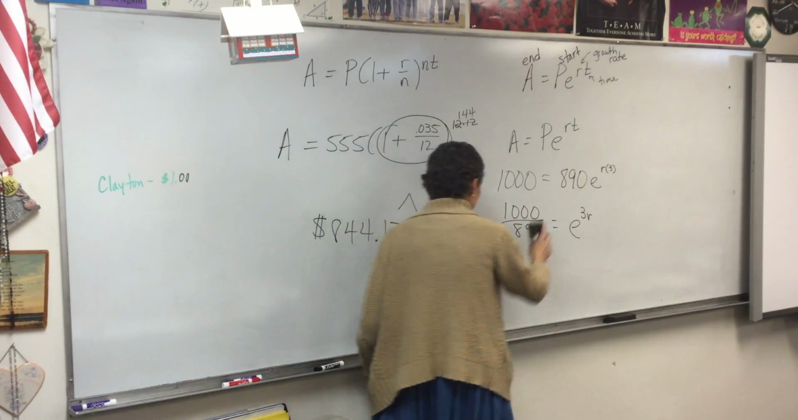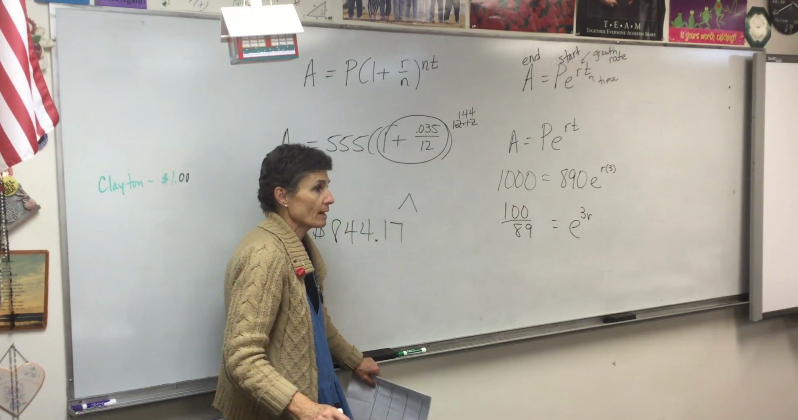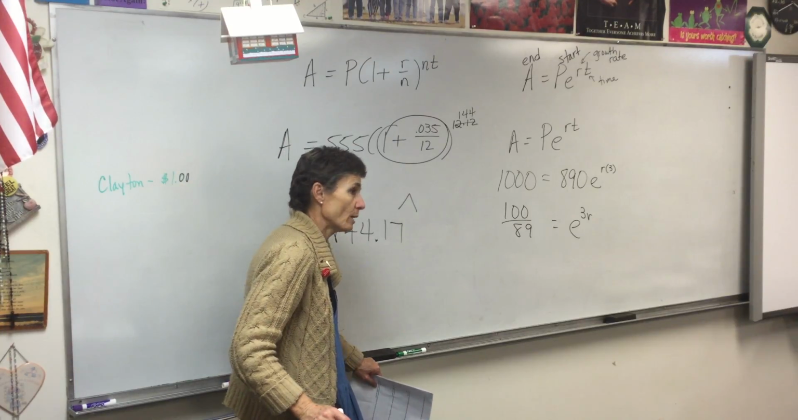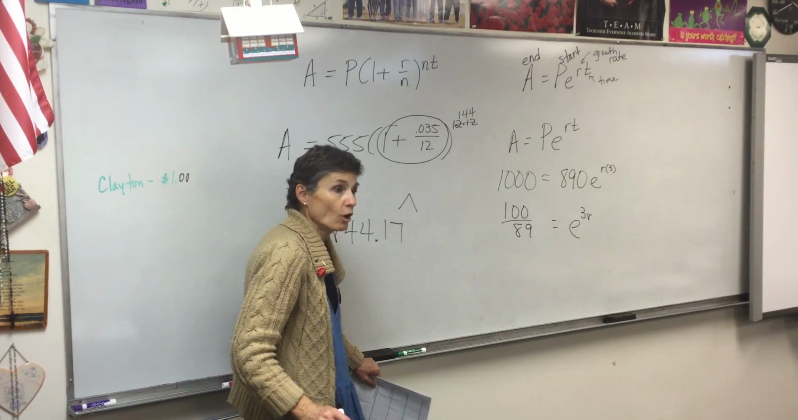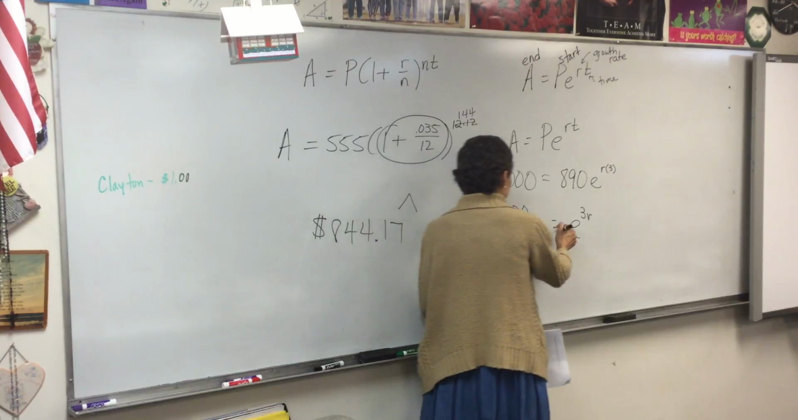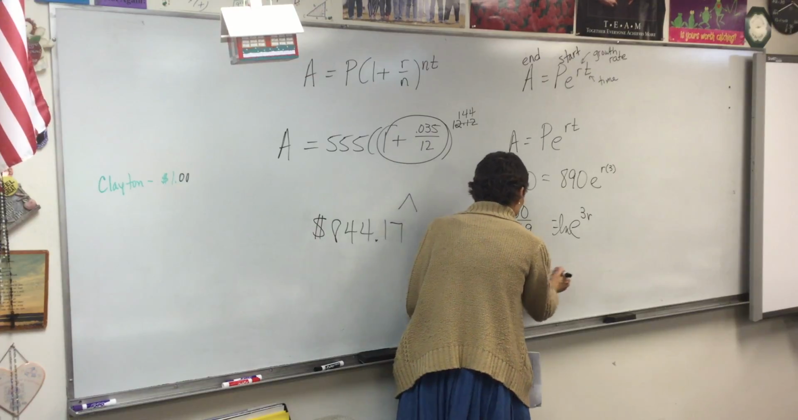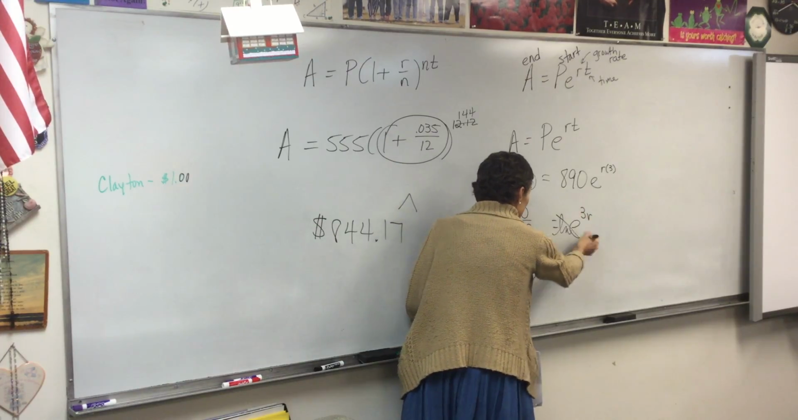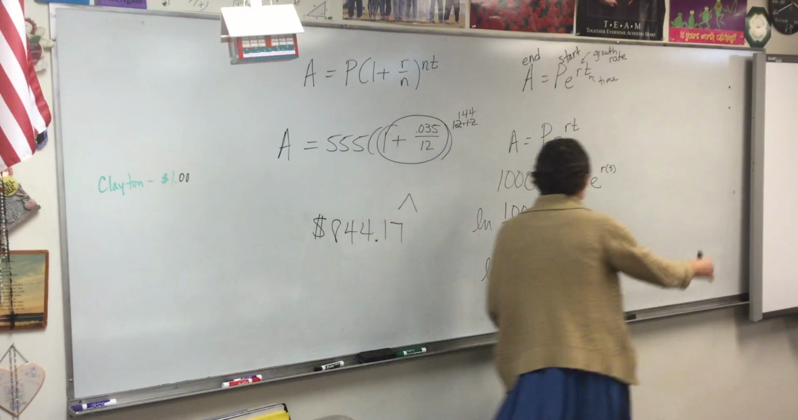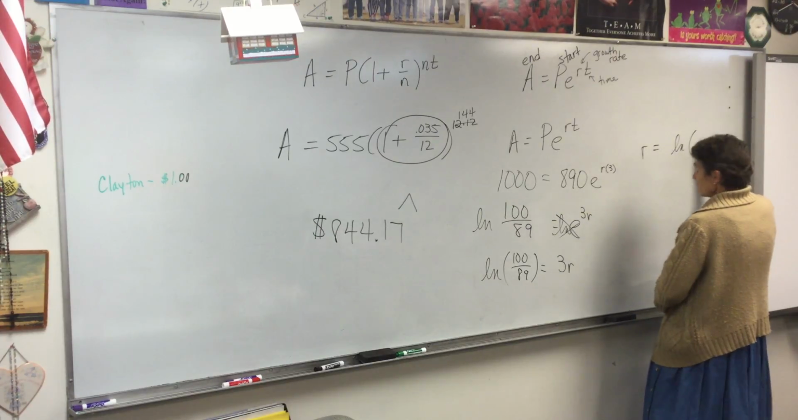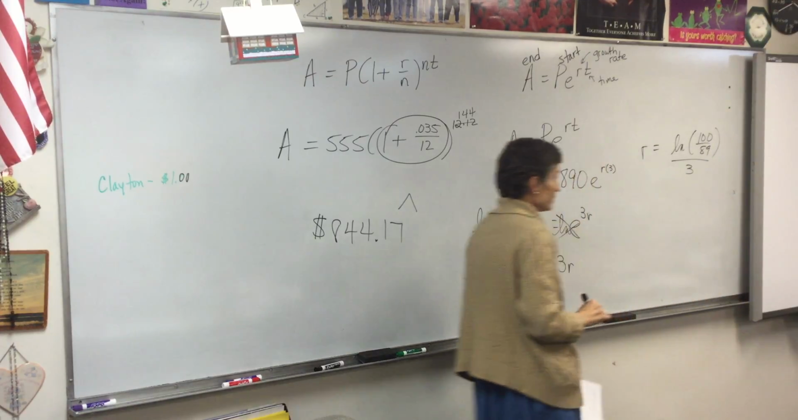Now, if you want to, can you erase a 0 off both those? Sure. Yeah, they cancel, right? You don't have to do that. You're going to type it in anyway. Now, what do you do? ln. ln both sides. And the beautiful, beautiful thing is, what happens over here? Just 3R. So R ends up equaling ln 100 over 89, or 1,000 over 890, divided by 3.